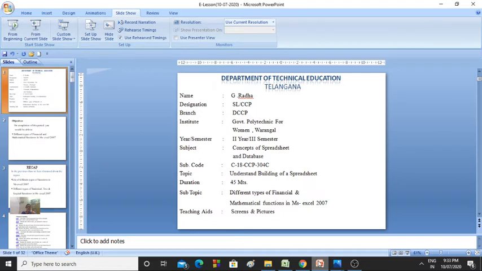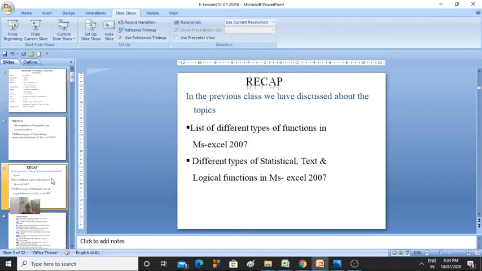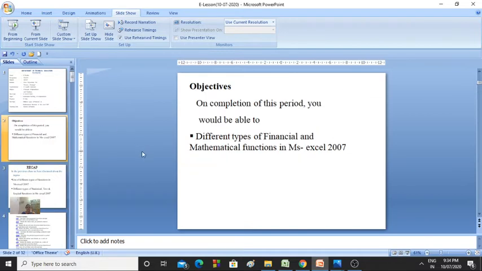Very good morning, students. In today's class, we are going to discuss the different types of financial and mathematical functions. In yesterday's class, we already went through the different types of statistical, text, and logical functions, and what functions come under them, in detail. So today we are going to deal with the continuation of the functions, that is, financial and mathematical functions.